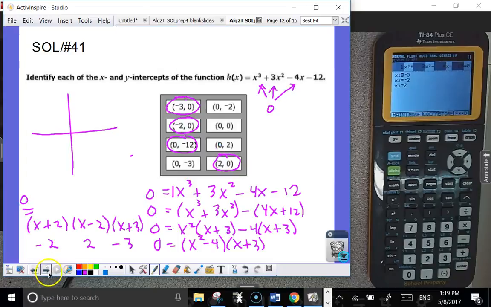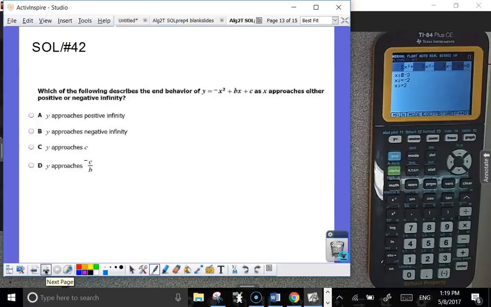Okay, next. We're almost done. Which of the following describes the end behavior of that function as x approaches either positive or negative infinity? Well, what kind of a function is that? Based on the highest degree term, what do you call that? Quadratic, right? And does it open up or down? Down, because of that right there.